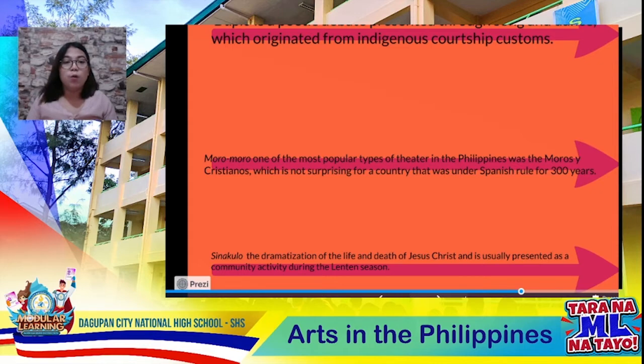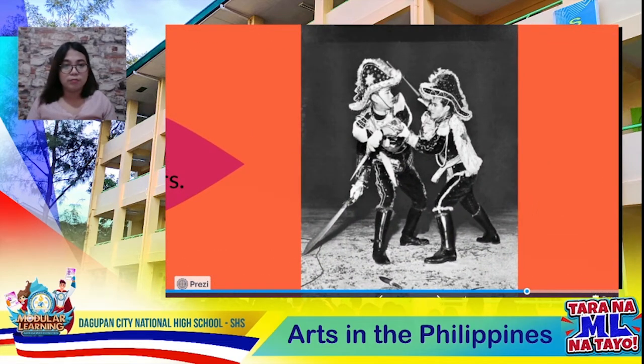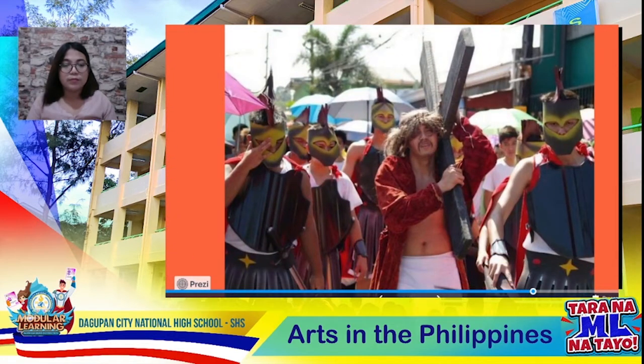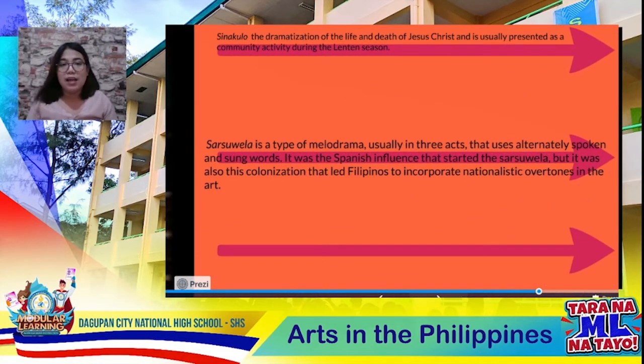Another is Moro-Moro. One of the most popular types of theater in the Philippines was the Moros y Cristianos, which is not surprising for a country that was under Spanish rule for 300 years. Another example is the zarzuela. It is a type of melodrama, usually in three acts, that uses alternately spoken and sung words. It was the Spanish influence that started the zarzuela, but it was also the education that led Filipinos to incorporate nationalistic overtones in the art.